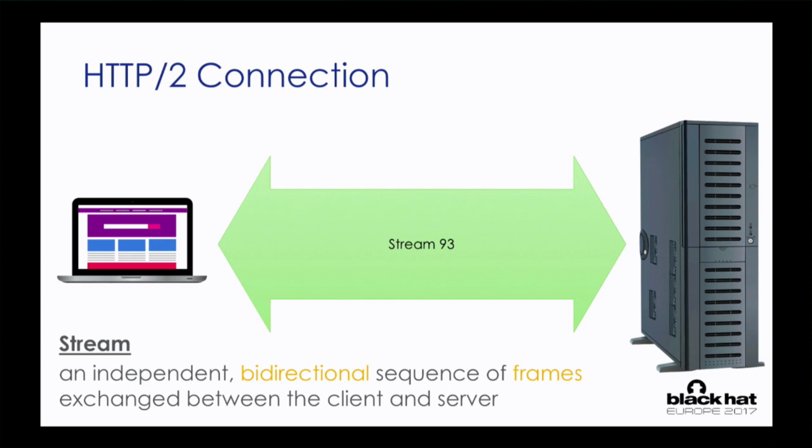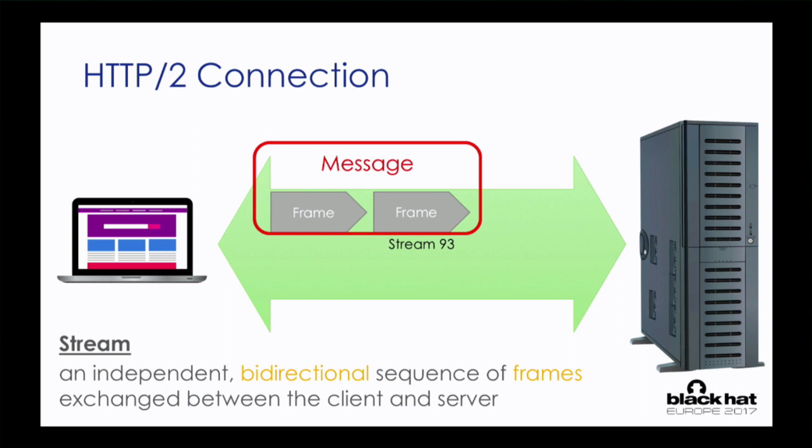So now we are going to see the most important unit of communication in the H2 protocol, and that's the frames. Each frame going over the wire between the two peers is allocated to a certain stream. In this case, it's stream 93. And these frames are the basic unit of communication in this protocol.